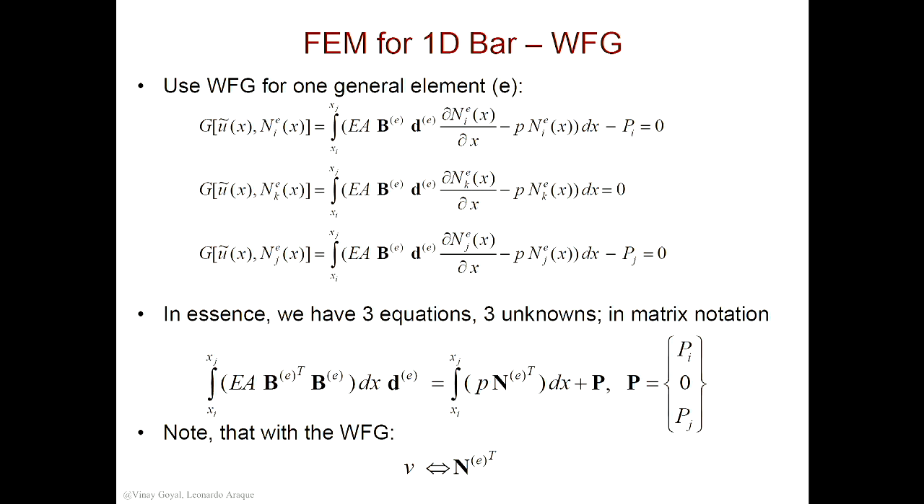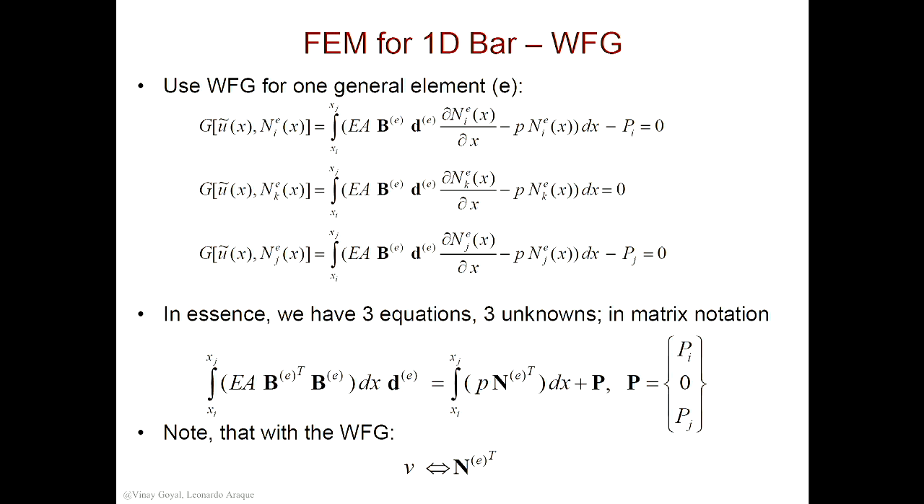The middle node doesn't have any external load applied, but I could have done that. I didn't, but that's what I have. In essence, I have three equations, three unknowns. And notice how this column here became B transpose. That's what you see there. And then this column here became N transpose. And for P, I have Pi, 0, and Pj.